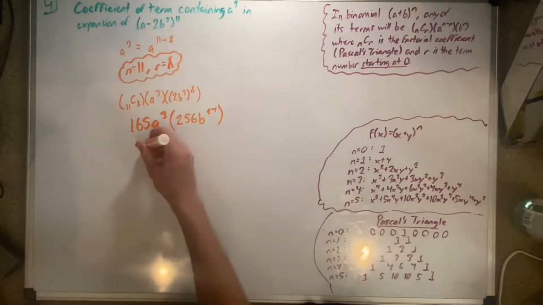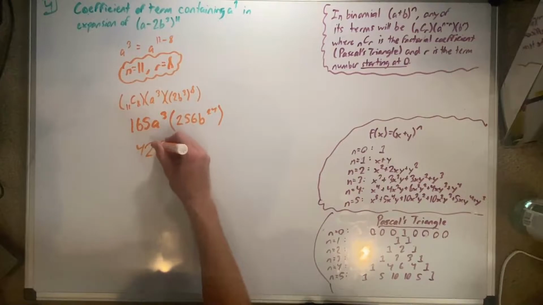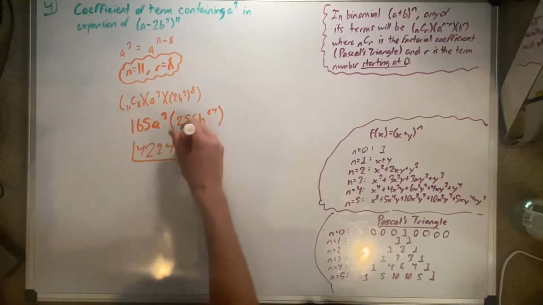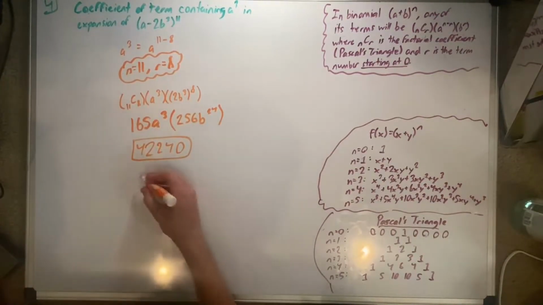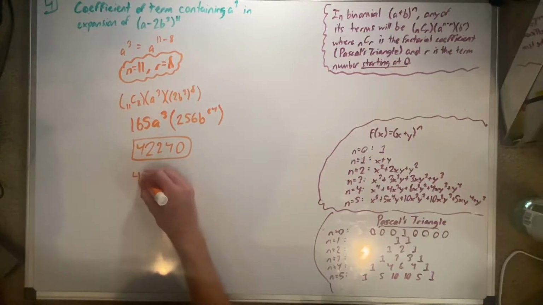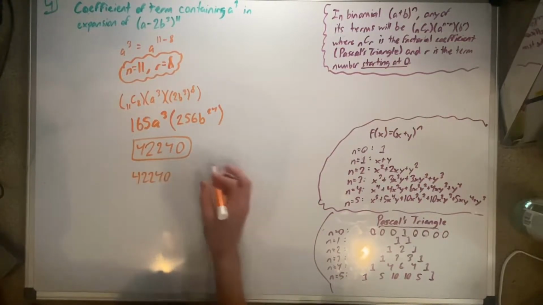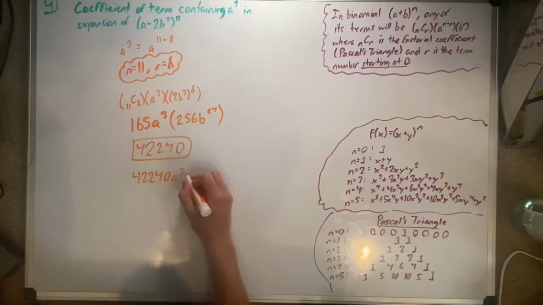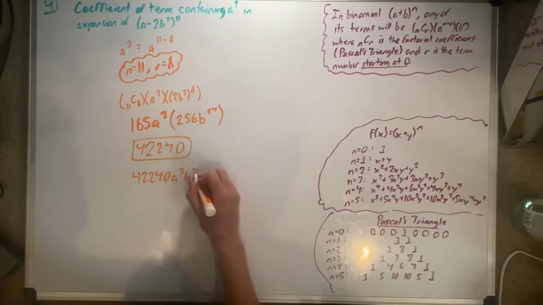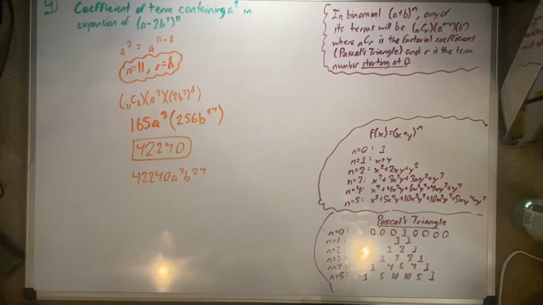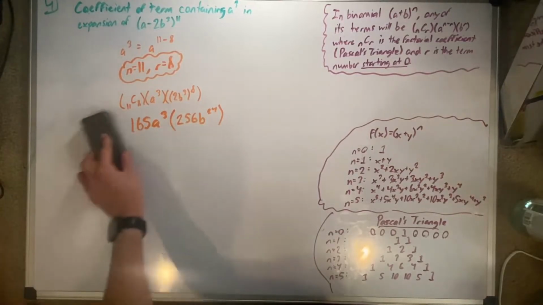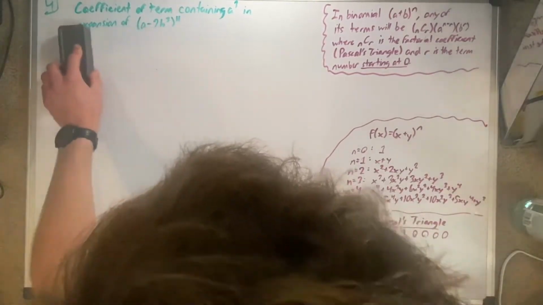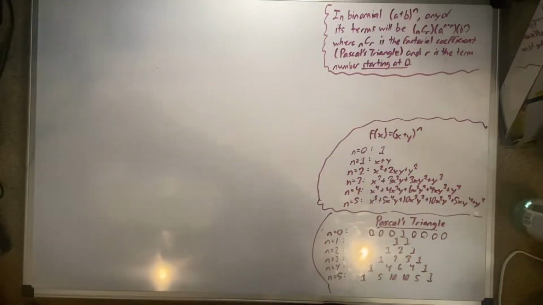So we only want to know the coefficient, so 42,240. This will be our answer, but if it were asking for the full term, it would be 42,240 times a to the third, b to the 24th. Oh, there we go. Number 4 is done. The hardest part is explaining how that math works. Okay. Luckily that all worked out.